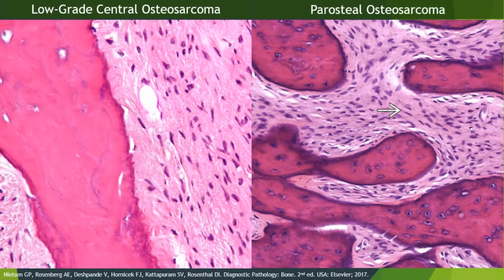The two entities mentioned earlier both contain low-grade spindle cell areas with trabeculae of woven bone. So this type of morphology can bring up differentials such as fibrous dysplasia, which is MDM2 non-amplified. So in these cases, you might want to do MDM2 FISH as well.